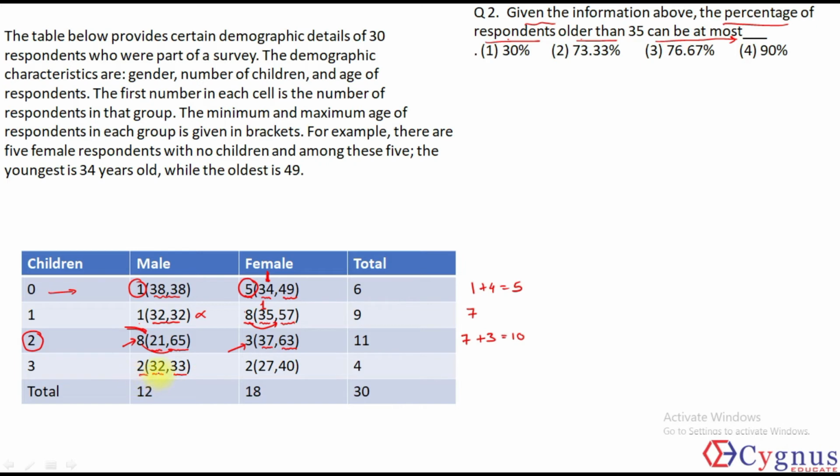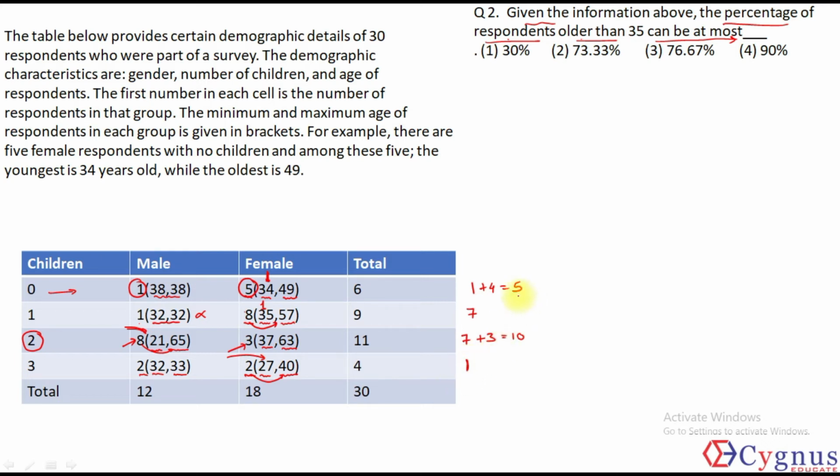Last row, 2 people, minimum 32, maximum 33. So I can say that one person will be 32 years old and the other man would be 33. In any case, both of them are what? Less than 35. Not useful for me. Then female, there'll be 2. They have 2 females. The minimum age is 27, maximum is 40. So I'll assume that only one person is 27 years old and the other one is 40 years old, which is more than 35. So I'll take one more.